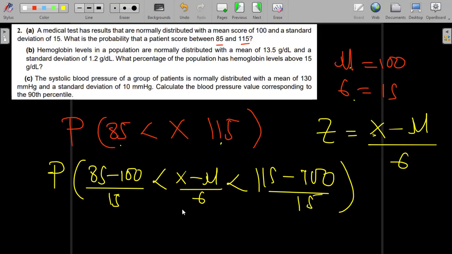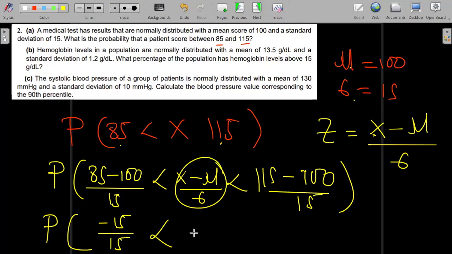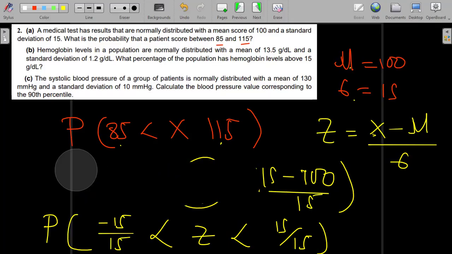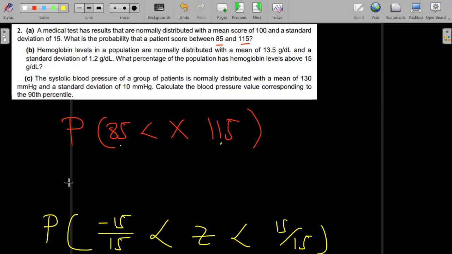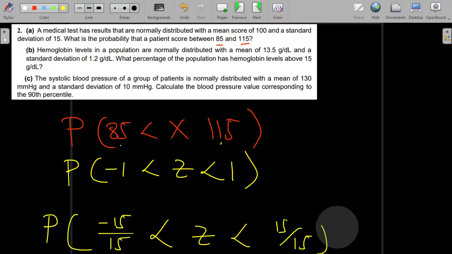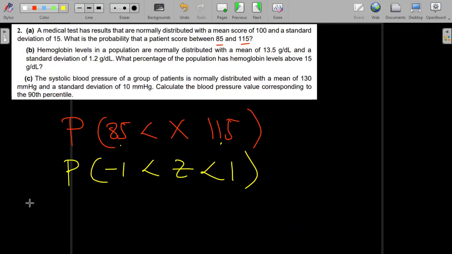So 85 minus 100 is minus 15, divided by 15, and this one is 15 by 15. What we have there is just the probability that z is between minus 1 and 1. From here, we'll use the properties that we used on question 1. If you didn't watch the video on question 1, please go back and watch it, because you won't be understanding what we are doing here.